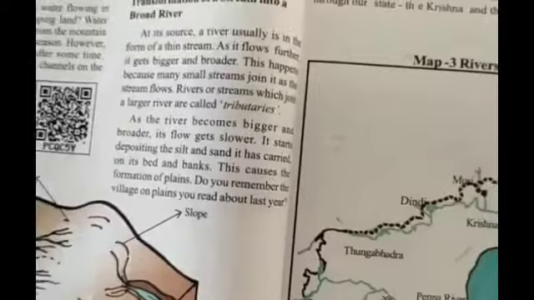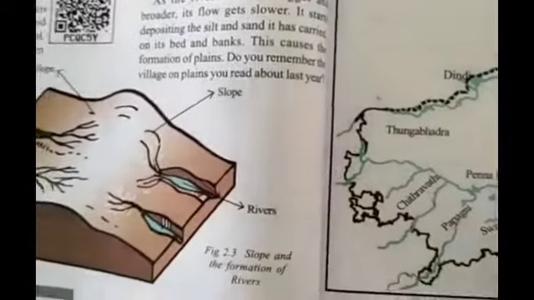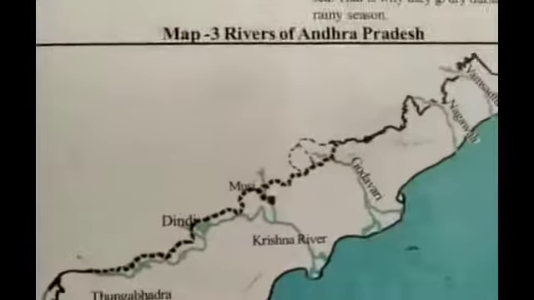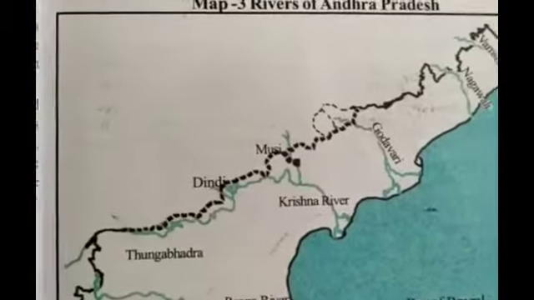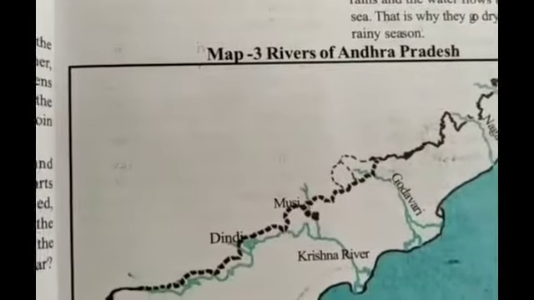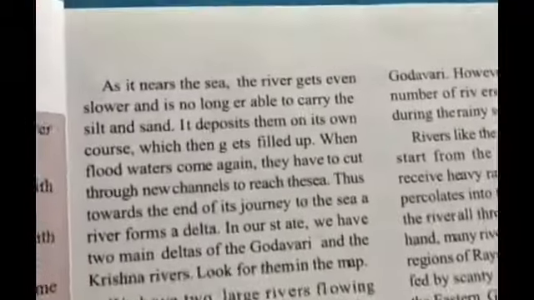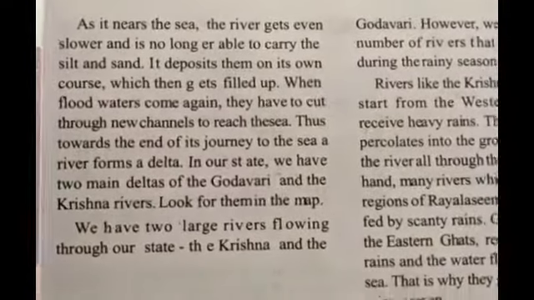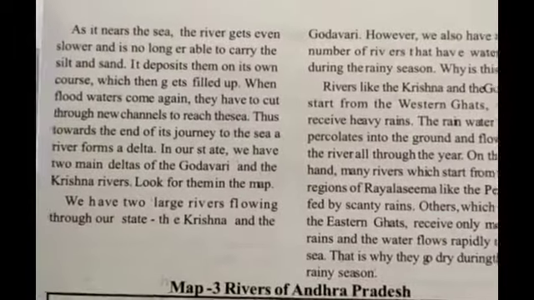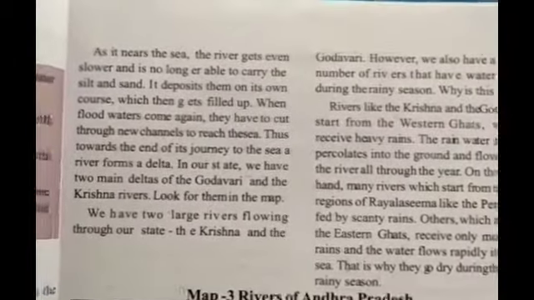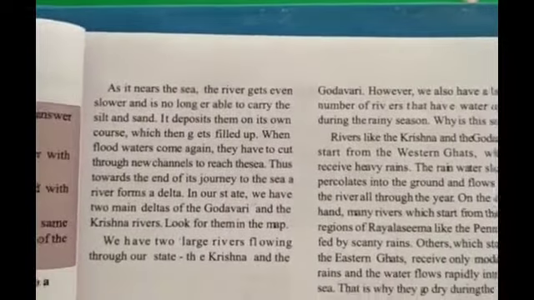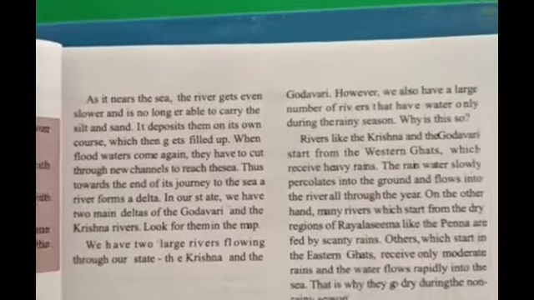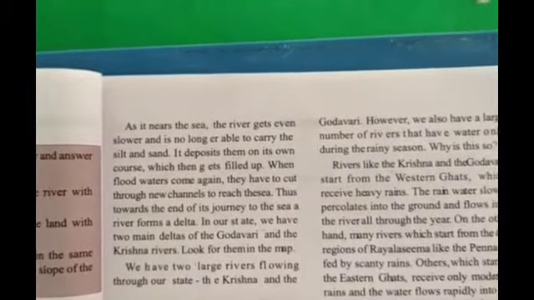Rivers or streams which join a large river are called tributaries. As the river becomes bigger and broader, its flow gets slower. It starts depositing the silt and sand it has carried on its bed and banks. This causes the formation of plains. When flood waters come again, they have to cut through new canals and reach the sea. Thus, towards the end of its journey to the sea, a river forms a delta.